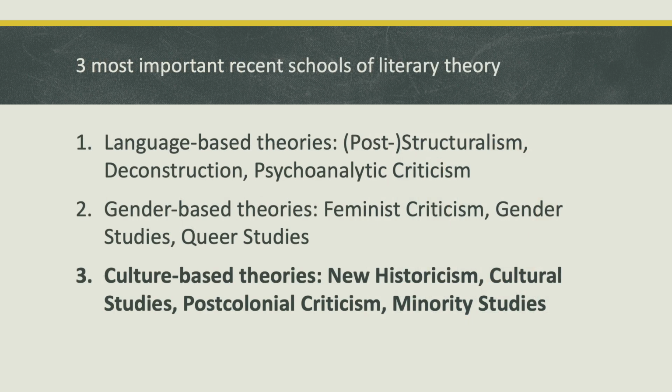The three most important recent schools of literary theory are, first, language-based theories, second, gender-based theories, and third, culture-based theories. Now, since Nikkei literature is mainly about Nikkei culture, we will use culture-based theories more than the others. Of course, sometimes we might be interested in gender or language too.